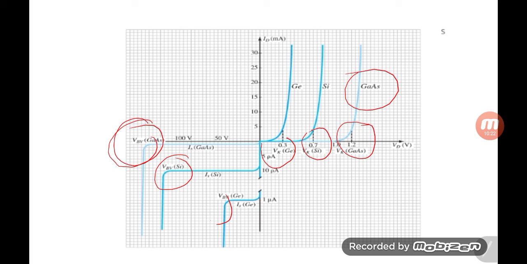So I hope you got the overview of the PN diode and understood what a PN diode is, how it works, what its characteristics are, how they vary with different materials, and how the current varies with voltage.